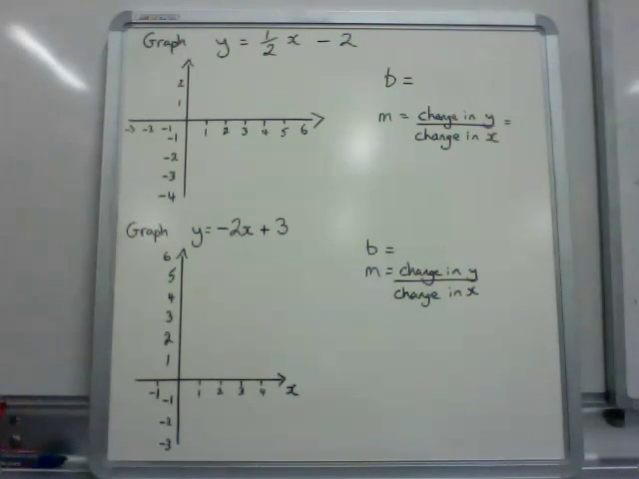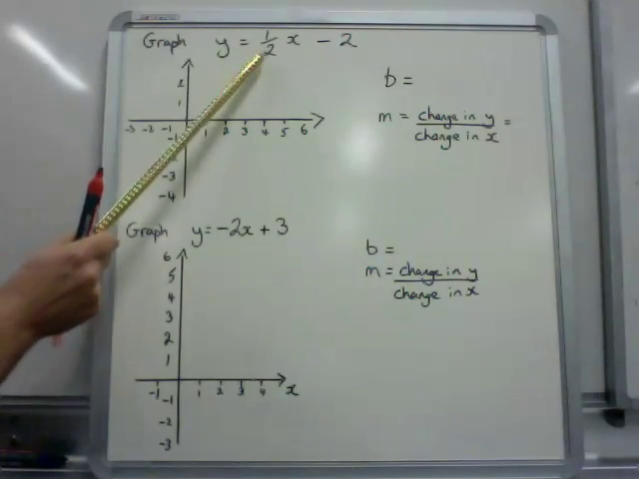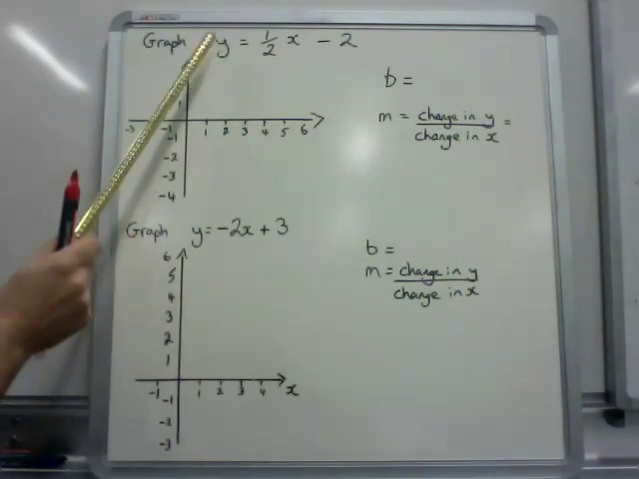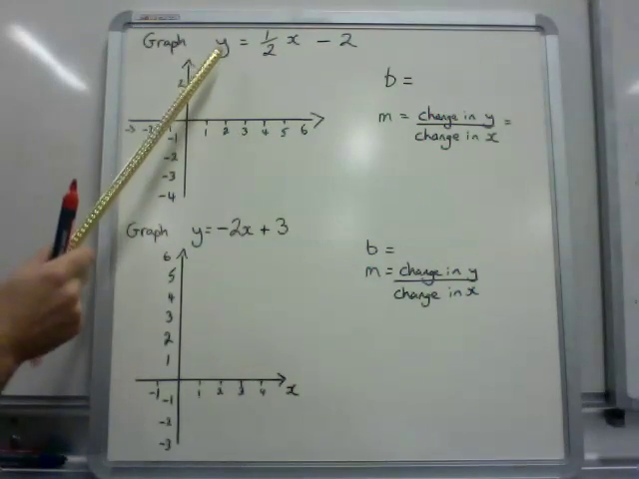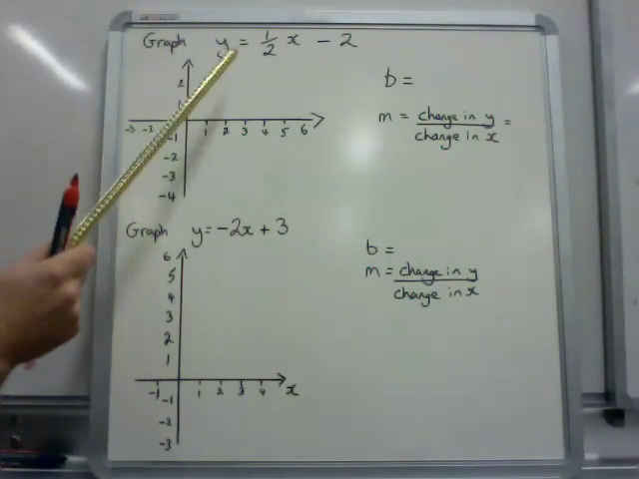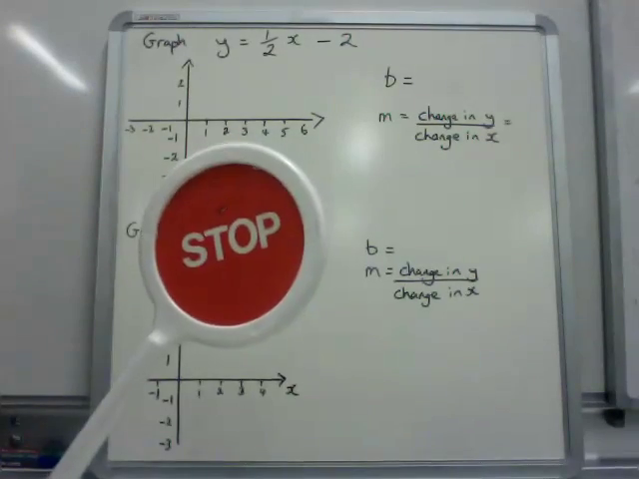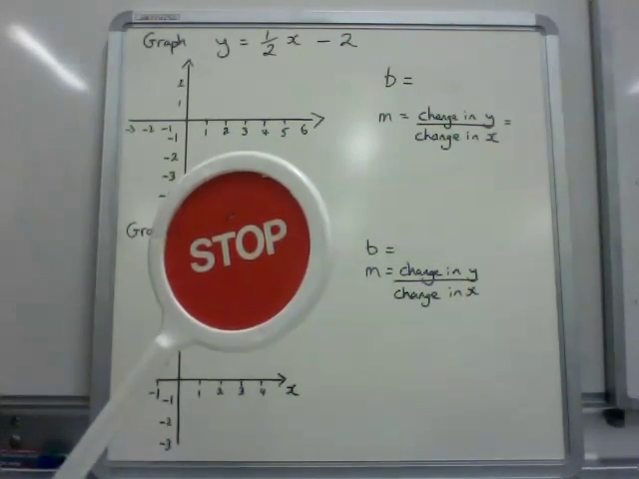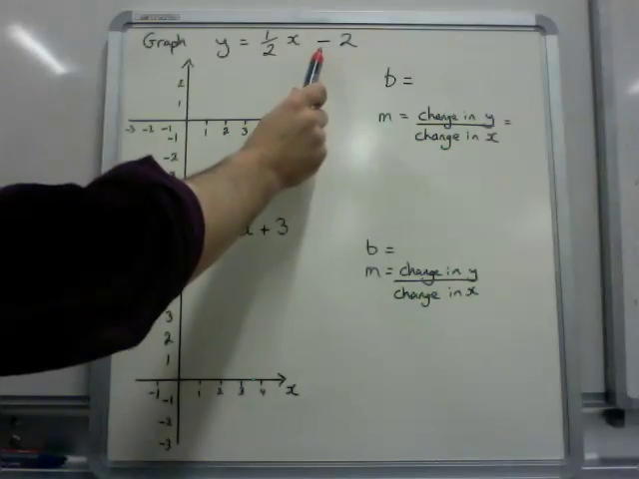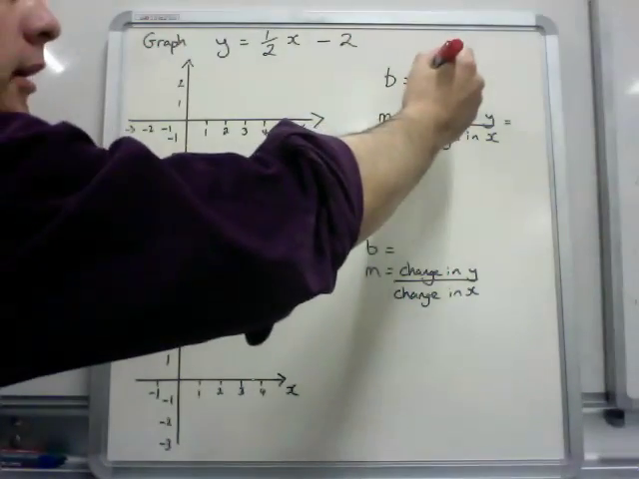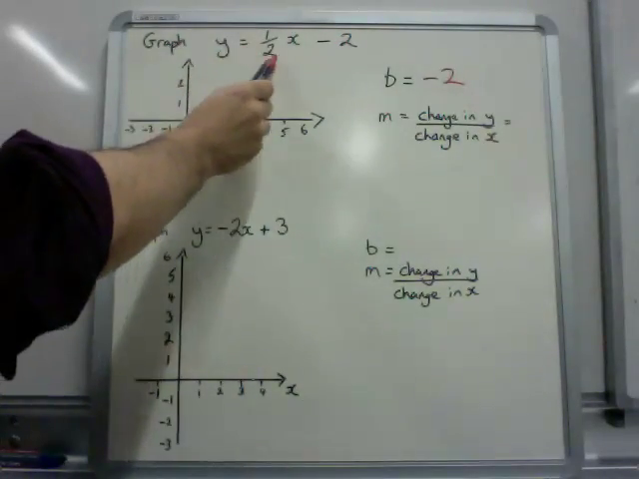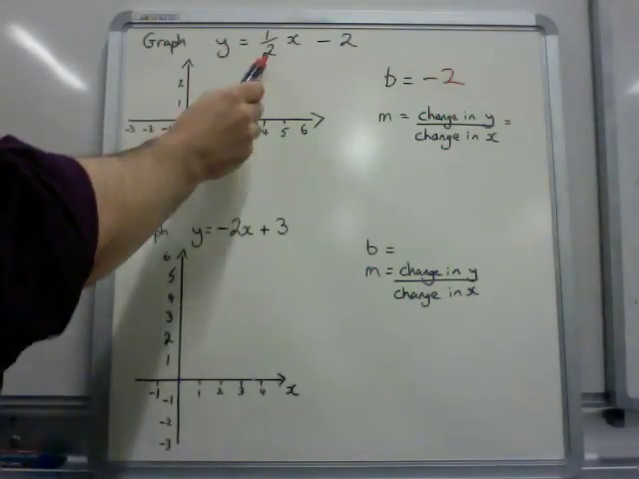So first of all, is this equation in y equals mx plus b or y equals mx plus c form? Yes or no? Yes, it is. So look at this now and decide what the m value is and what the b value is now. Okay, let's see if you were right. The b value is the number that sat alone. So here we go. It's -2. And what's the m number? It's the coefficient of the x here. So it's 1/2.